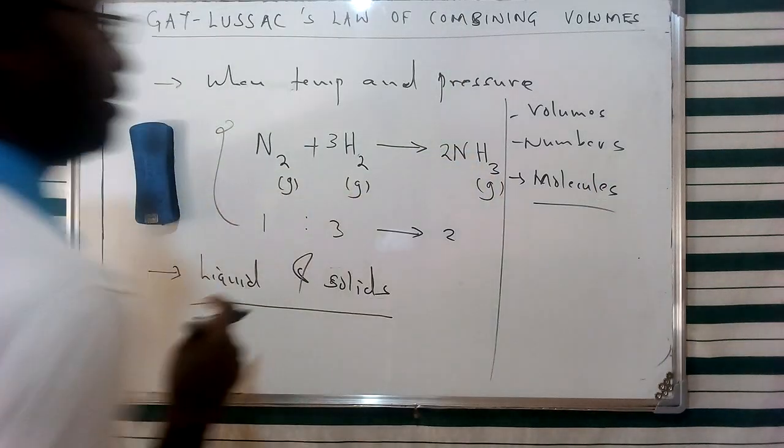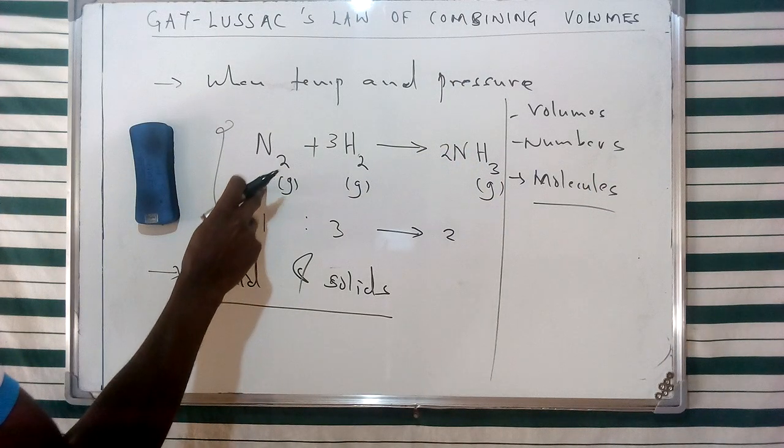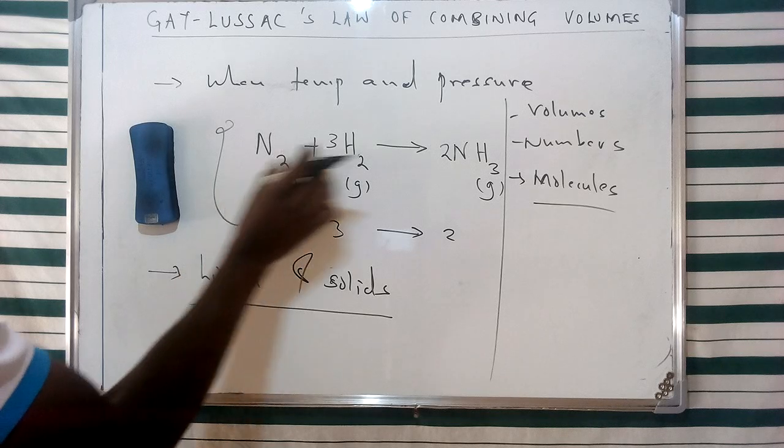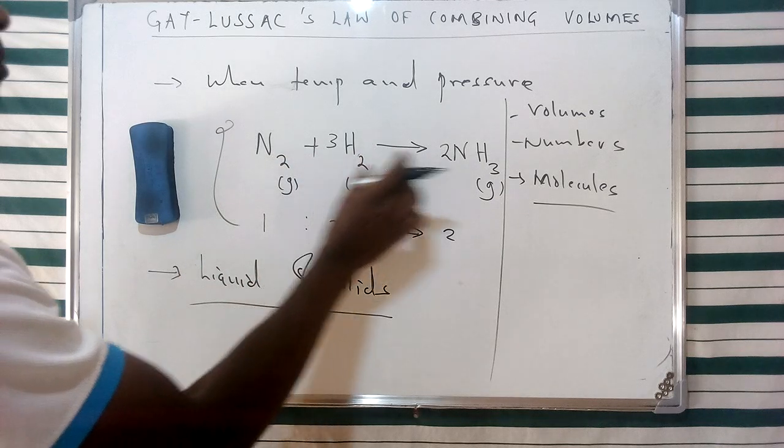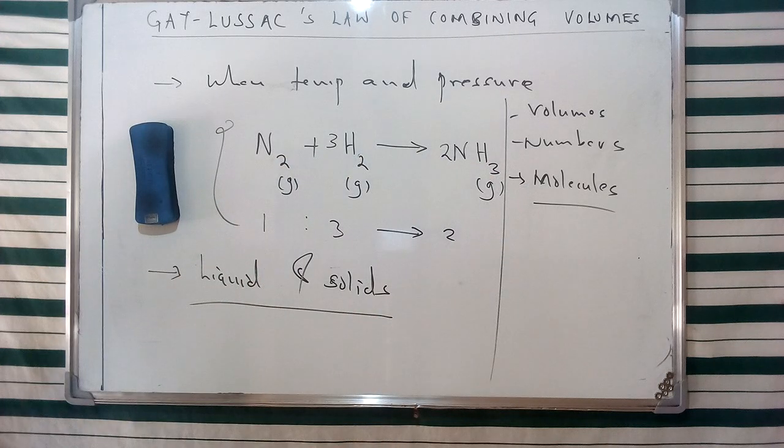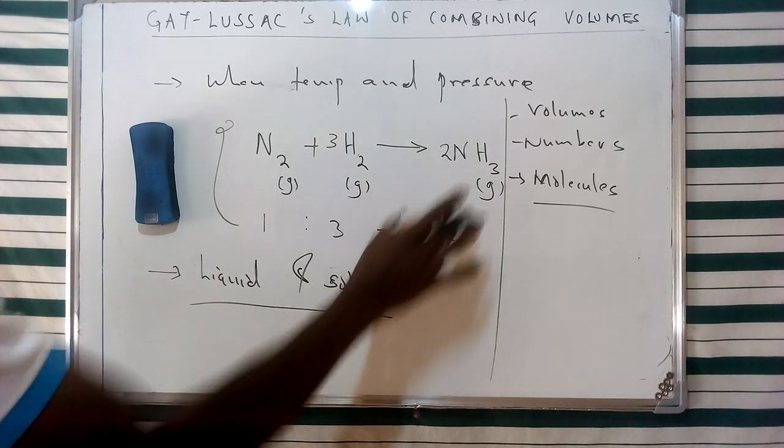Now, in this case, from the general reaction that I've given on the board, I've said that a molecule of nitrogen is going to react with 3 molecules of hydrogen to form 2 molecules of ammonia. And this is going to be in terms of gases.